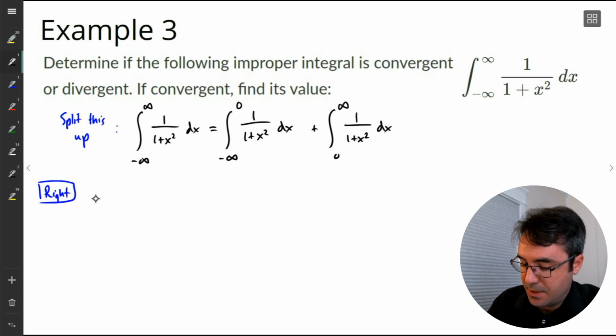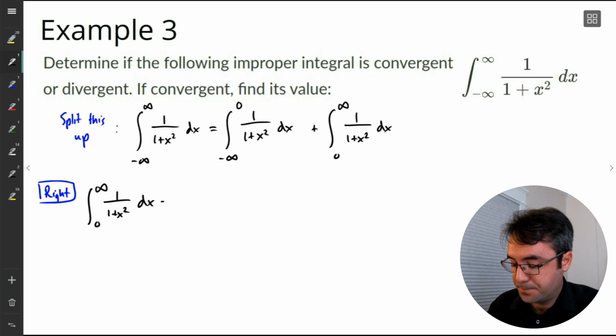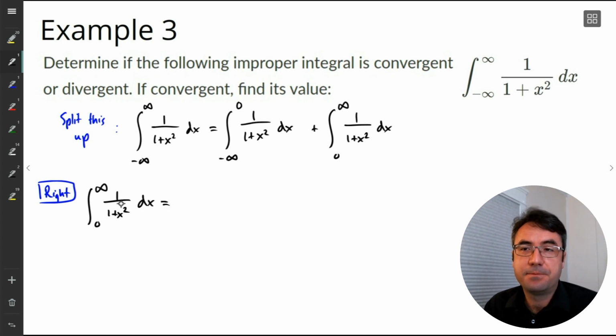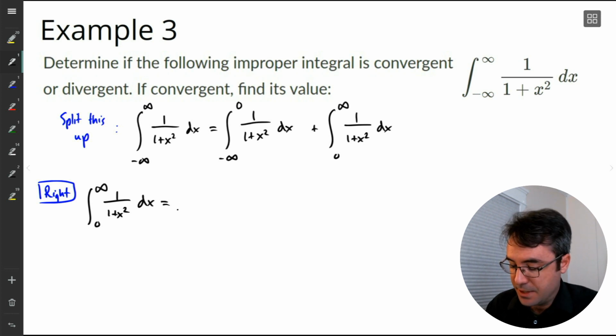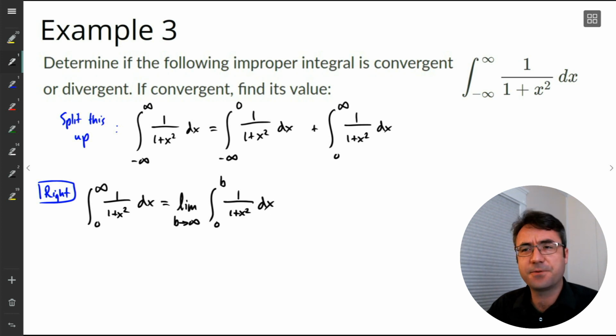All right. So we're going to start with our integral from 0 to infinity of our function, 1 over 1 plus x squared. First step, before we do anything, rewrite this as a limit. So we're going to write this as the limit as b goes to infinity of the integral from 0 to b of 1 over 1 plus x squared dx. That's the first step. Key first step.